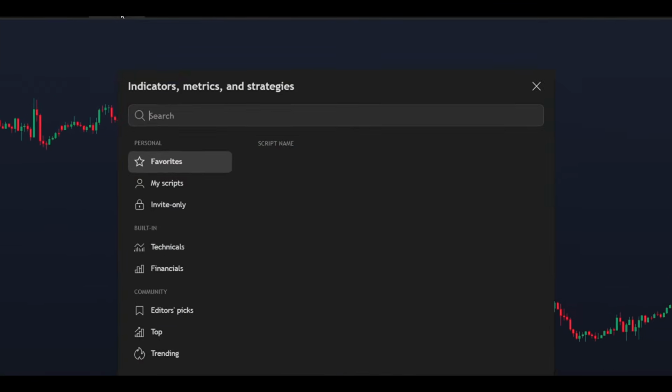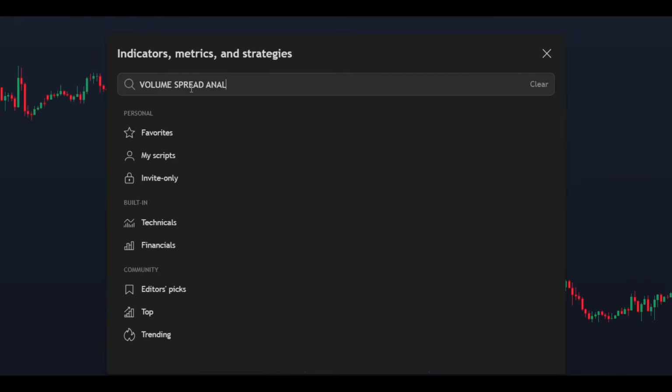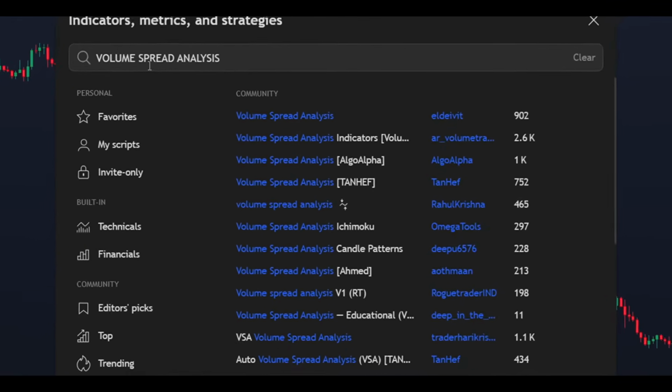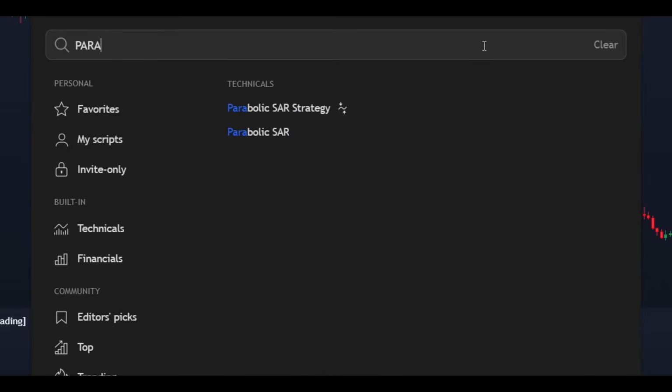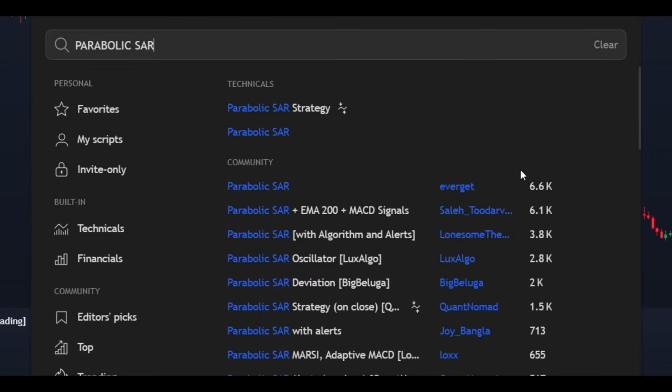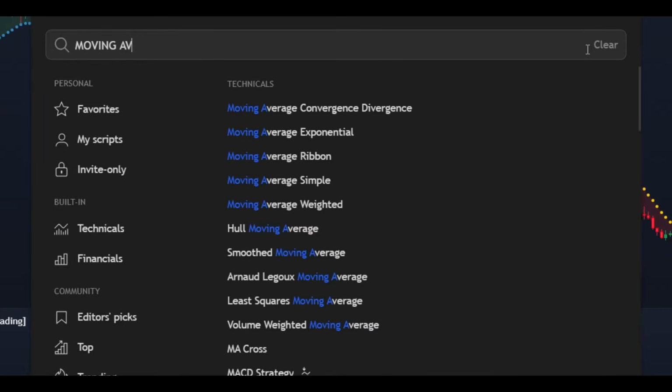Open indicators in TradingView. Search and add Volume Spread Analysis, VSA, by KintsugiTrading. Add Parabolic SAR by Everget. Add the Simple Moving Average.